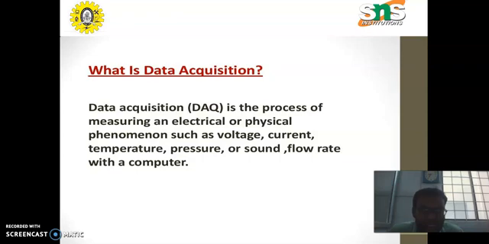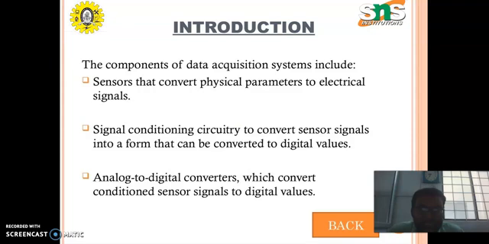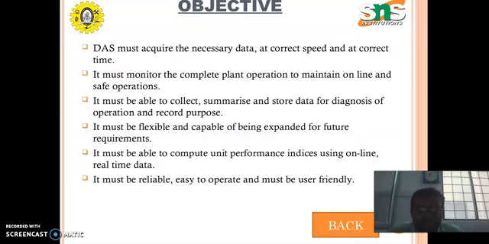It is the process of measuring an electrical or physical phenomenon such as voltage, current, temperature, pressure or sound flow rate into a computer. Here are some of the components of data acquisition system. The first major important component is sensor, which is used to convert physical parameter to electrical signals. Second most important is signal conditioning circuitry, which is used to convert the sensor signals into a form that can be converted into digital signals. And then analog to digital converter, which converts conditioned sensor signals into digital signals.